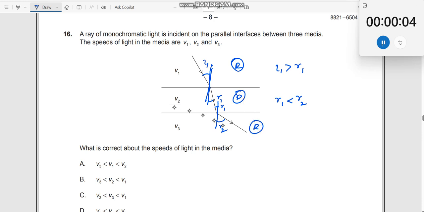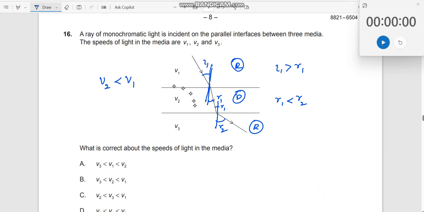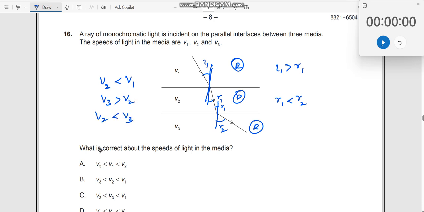So now you need to look at the speeds. When the ray goes from here to here, what happens? Definitely V2 would be less than V1, right? Velocity here would be lesser because denser. And if you look at this, what will happen? V3 is greater than V2, or V2 is less than V3 also. Which means V2 is less than V1 and also less than V3.